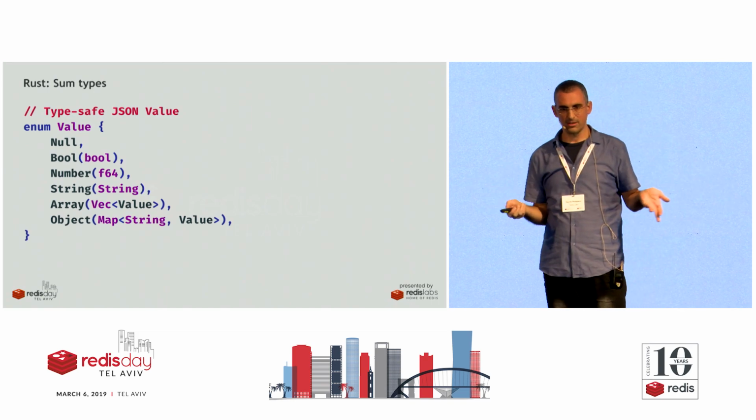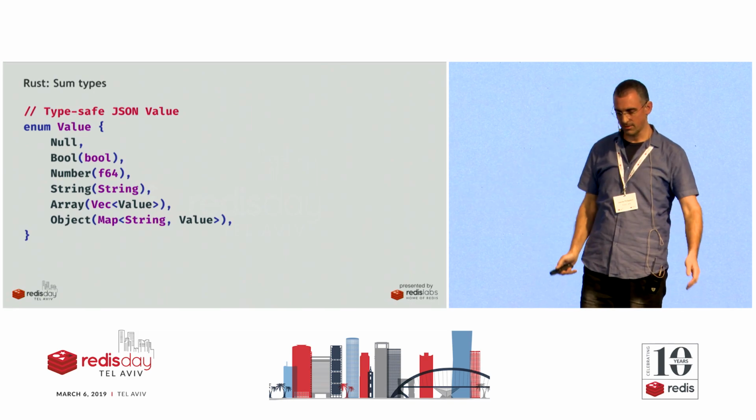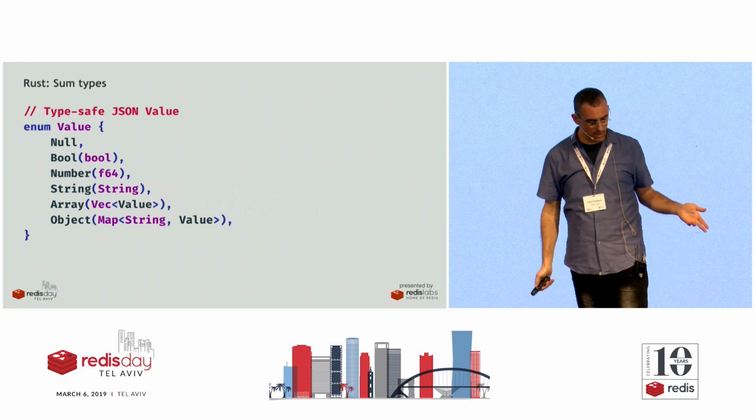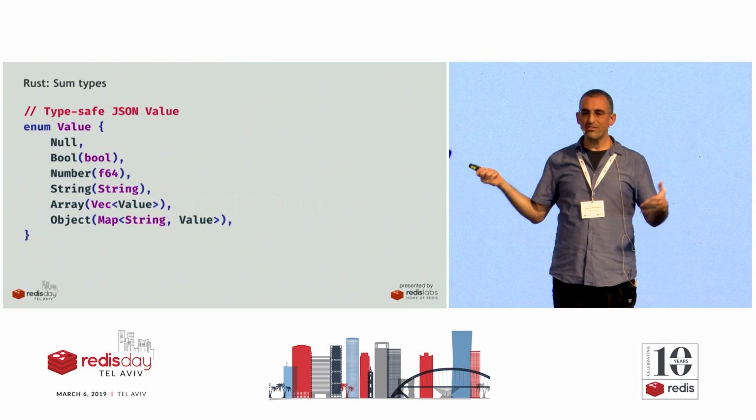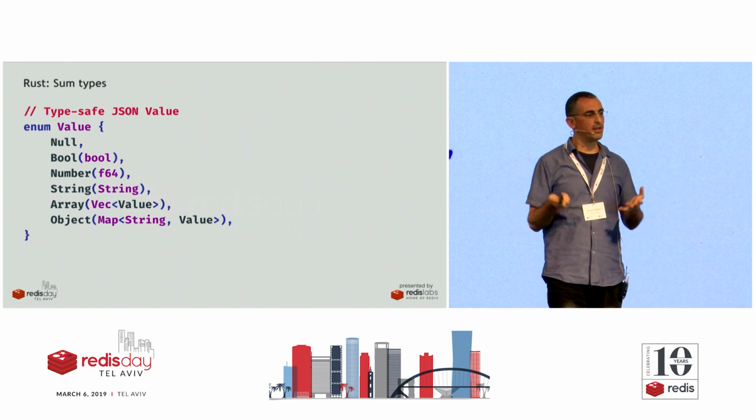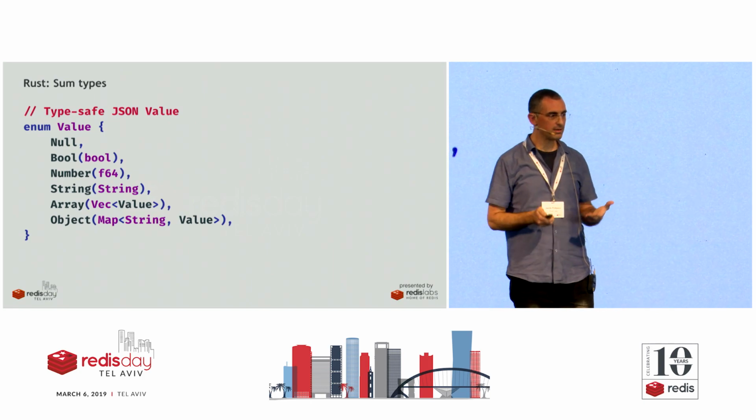There is no subclassing in Rust. There's no inheritance. One of the greatest things in Rust is there's no inheritance, like in Go. So there is no way to represent an invalid JSON document in this code. The compiler will protect us.